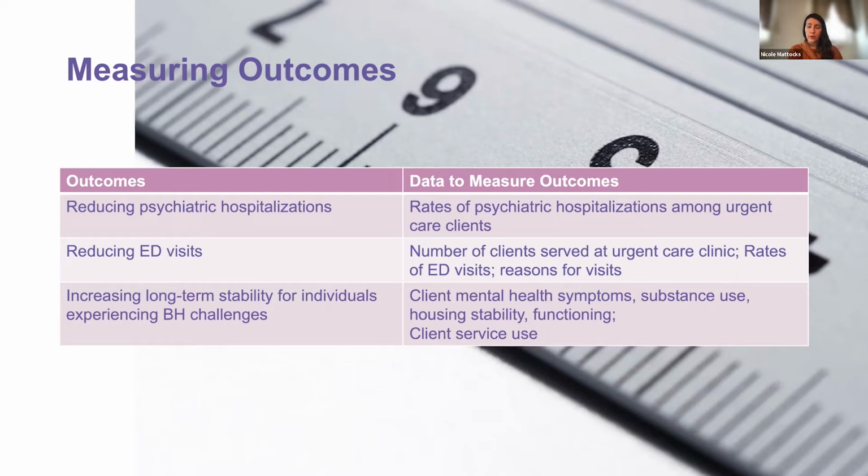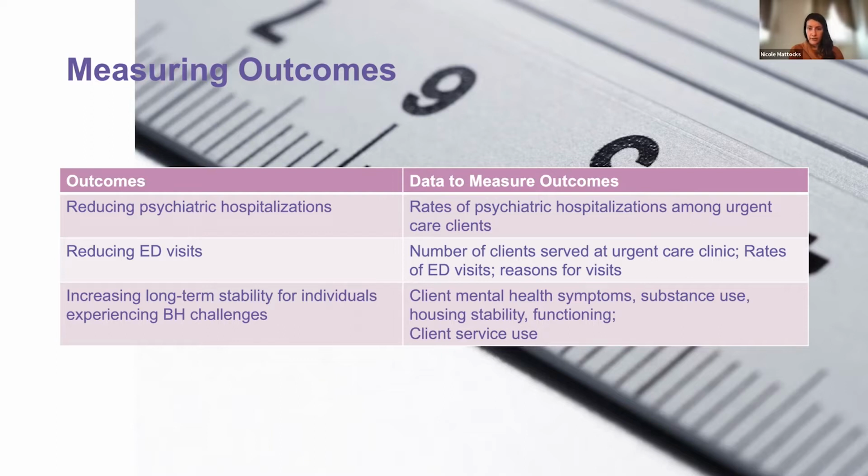And so what we want to do whenever we're thinking about the outcomes we expect to see is we need to think about what kind of data we would collect to measure whether or not we're achieving these outcomes. So we would look at maybe rates of psychiatric hospitalizations among urgent care clients. Have those numbers gone up or down? Have they changed over time?